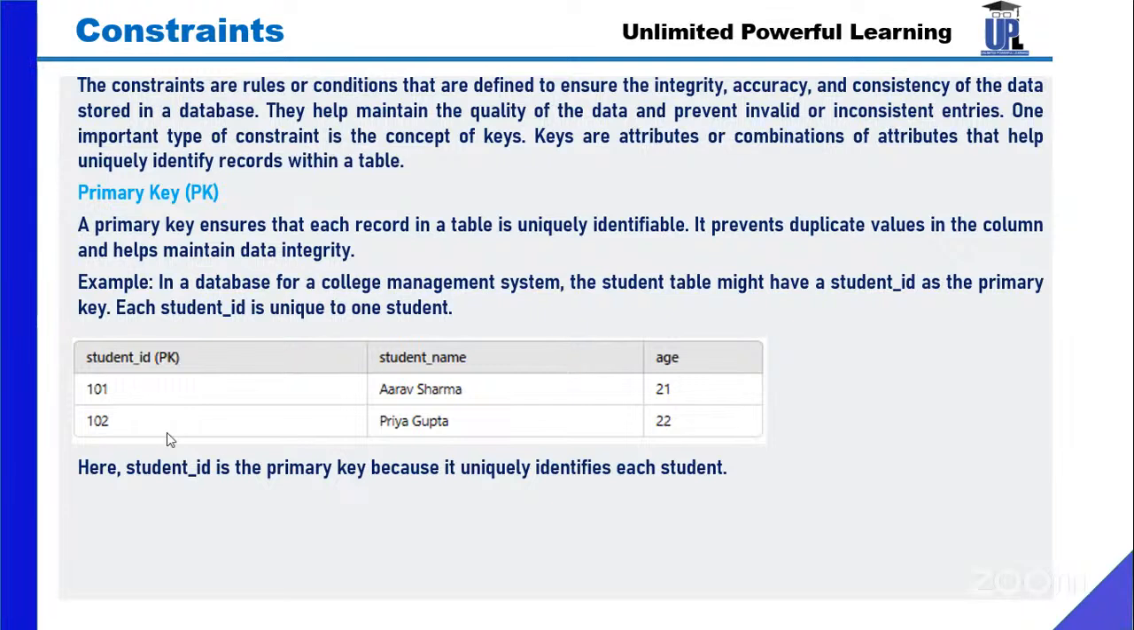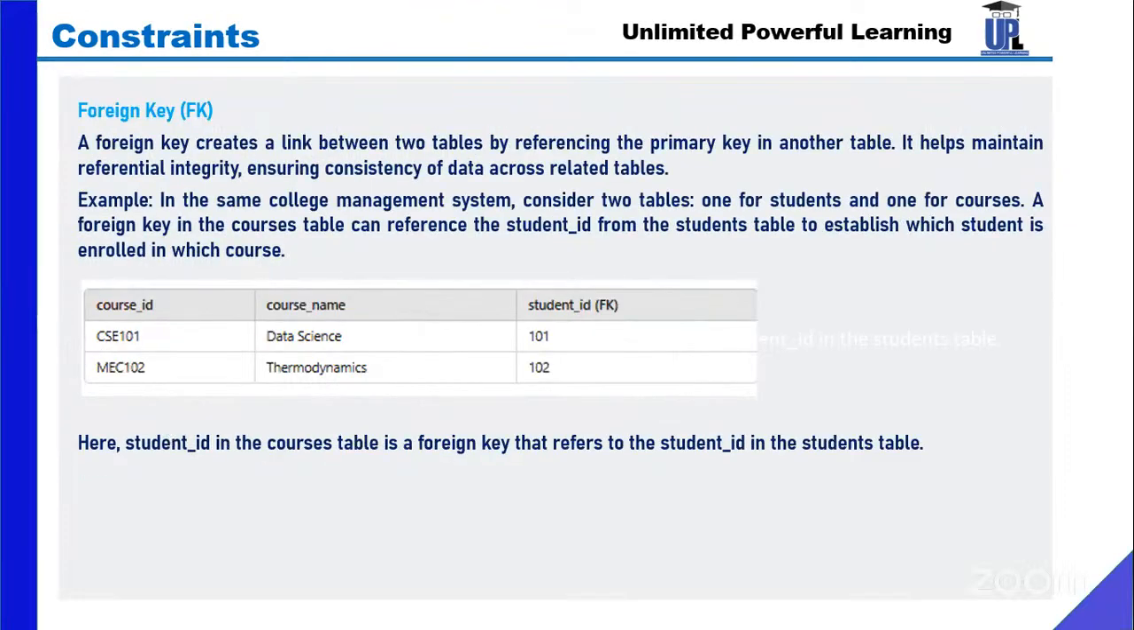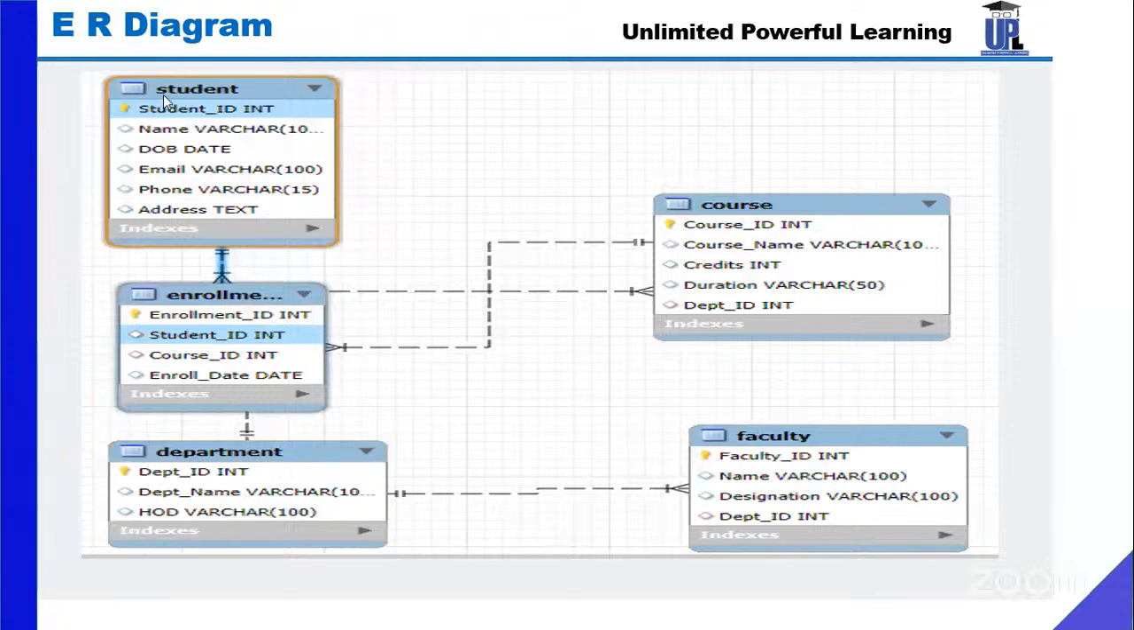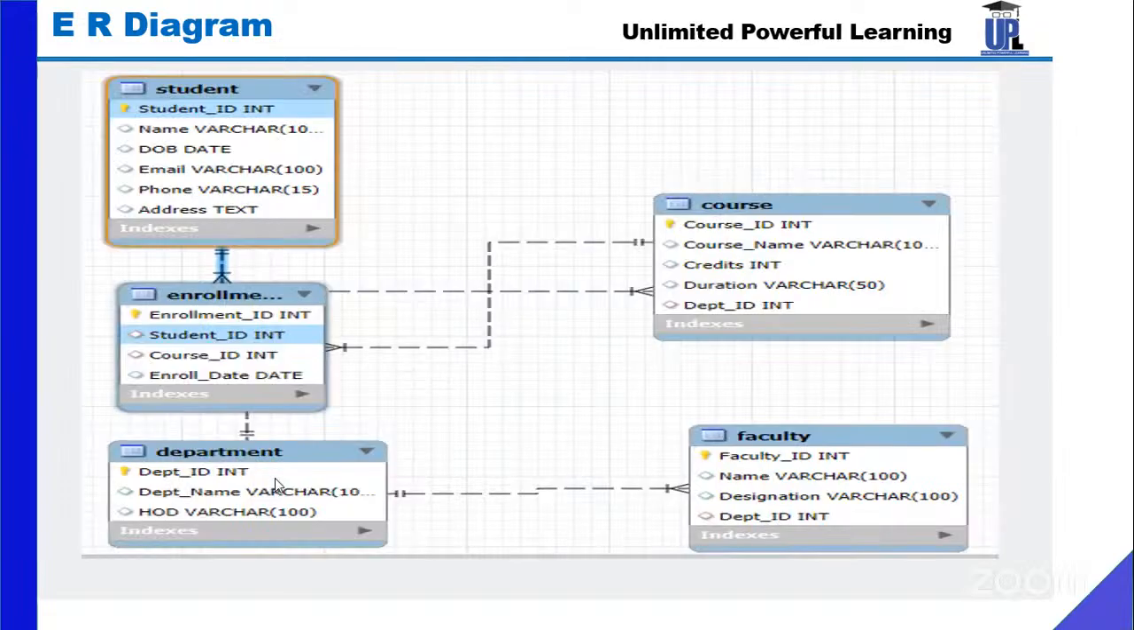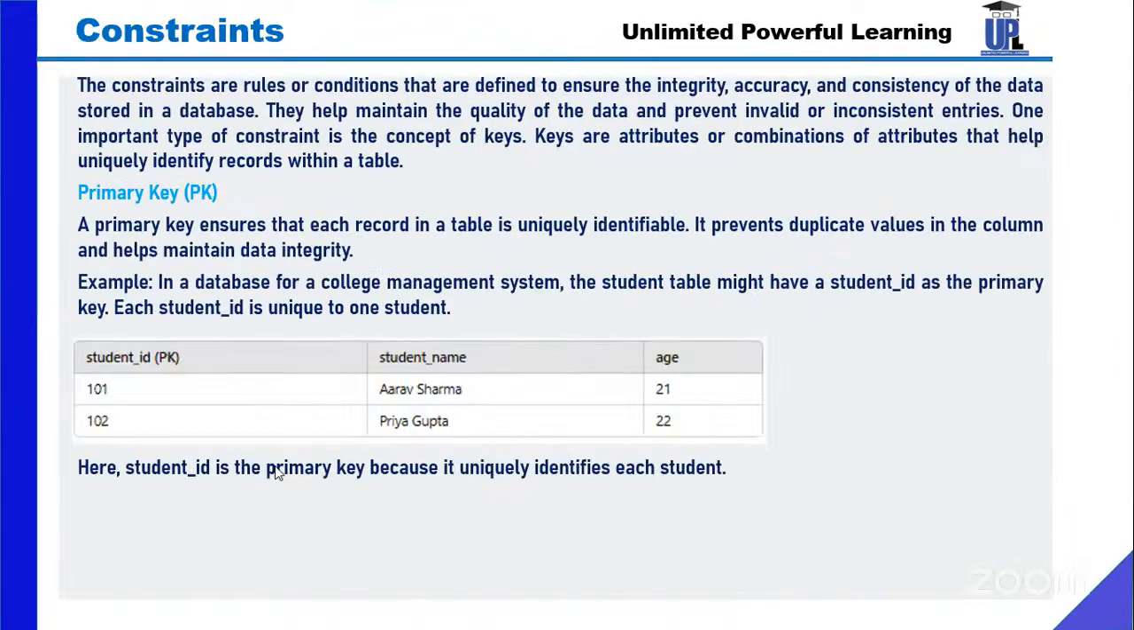Similarly, in this table, student ID is unique, enrollment ID is unique, department ID is unique, course ID is unique, faculty ID is unique. So these are all candidates for primary key. When you are designing, student ID is primary key, course ID is primary key, department ID is a primary key, faculty ID is a primary key, and enrollment ID is a primary key. I'm telling you repeatedly because I believe most of the people are from non-IT backgrounds.